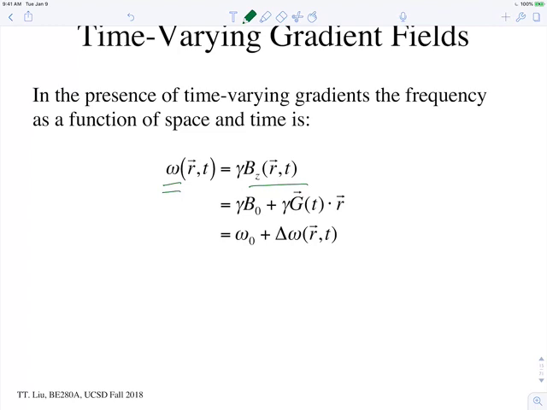So we can break that into a component due to the static field and a component due to the gradients. This one we're going to call omega naught, our static frequency, sometimes called our center frequency. And then on top of that, there's going to be a delta omega term, which is the additive part. So the gradients actually allow you to change the frequency as a function of space.